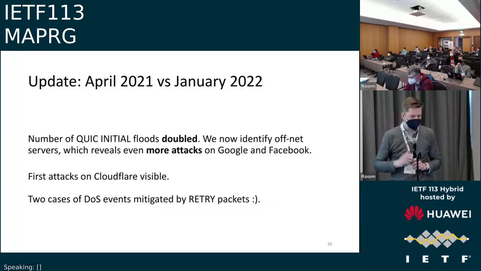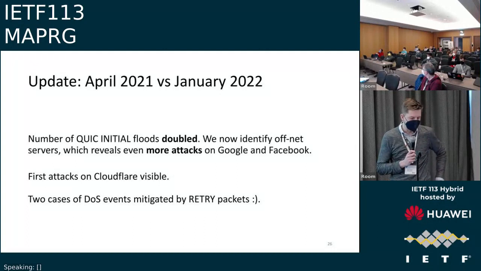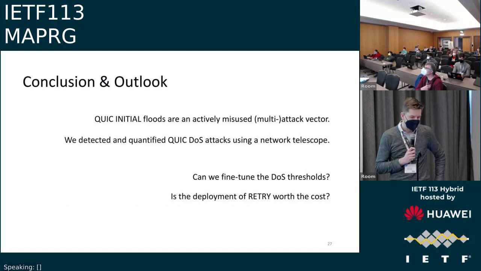The data that I showed you was from 2021. We also analyzed more recent data from this year, and we found that these QUIC initial floods actually doubled, so the attacks will increase. We also analyzed Google and Facebook's off-net servers, so servers that are not located in the Google or Facebook AS. If you consider this, you even find more attacks. It's currently not only Google and Facebook that are attacked. In our data set, we found also messages from Cloudflare. But luckily, some of the servers that are attacked use retry packets, even though that's a very, very small minority.